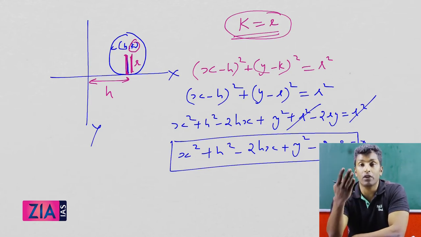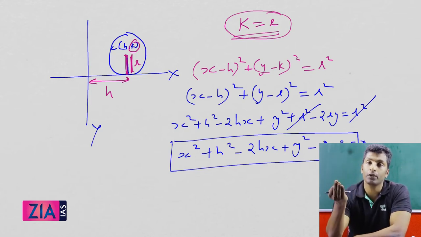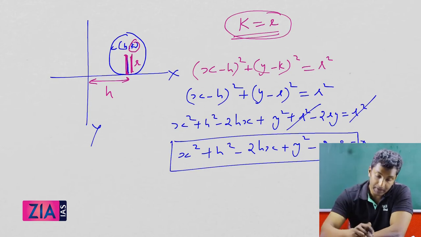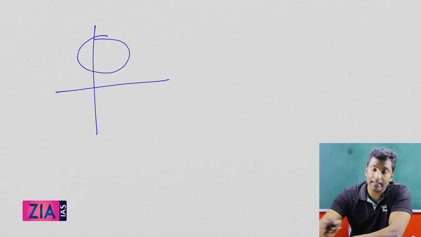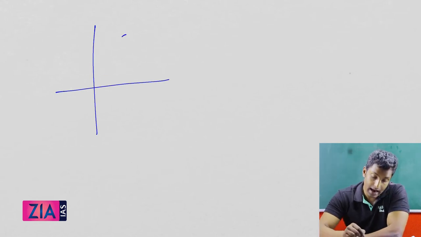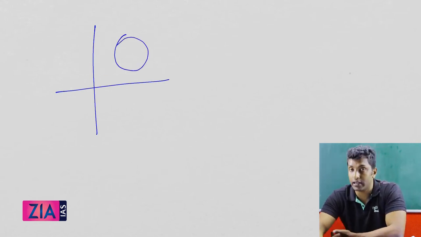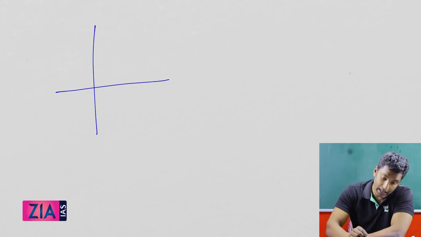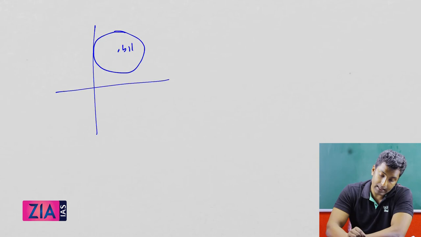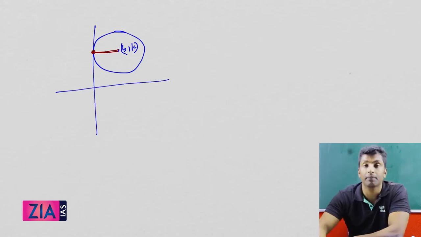So obviously what will be the next one? The circle is going to touch the y-axis. Circle touching the y-axis means I can't take this case because it is cutting the y-axis, and I can't take this case because it is not touching the y-axis. So which case will I be taking? I will be taking this case where (h, k) is my center, and the circle is touching the y-axis.